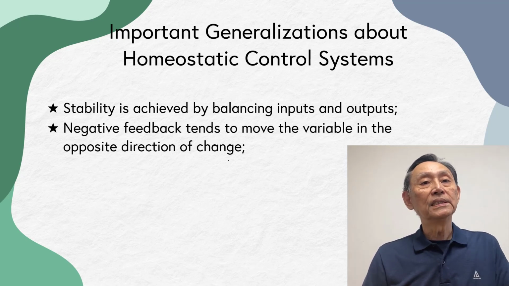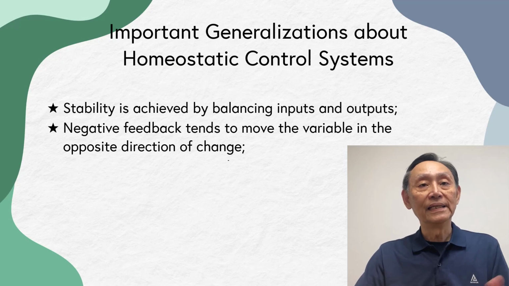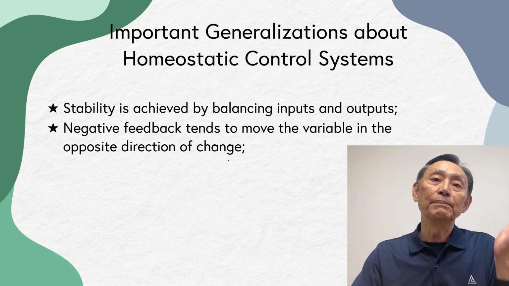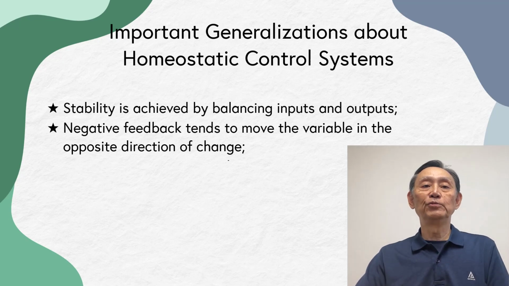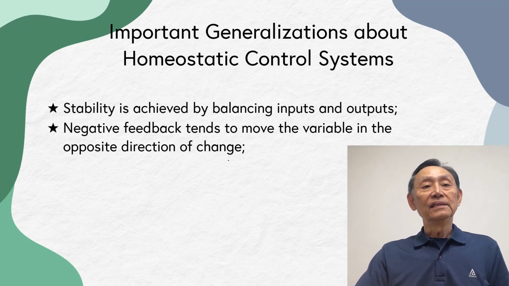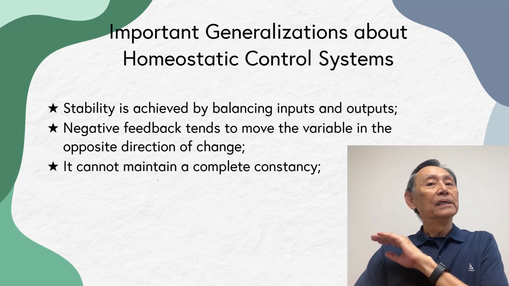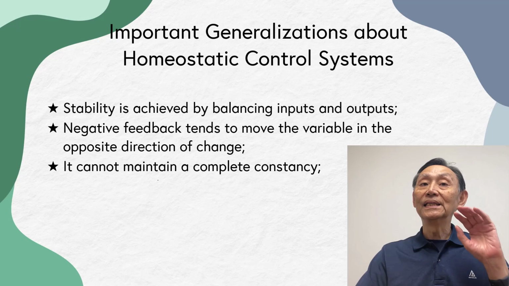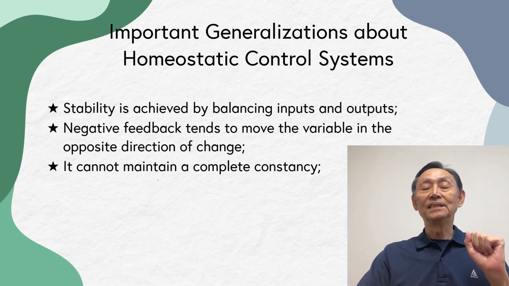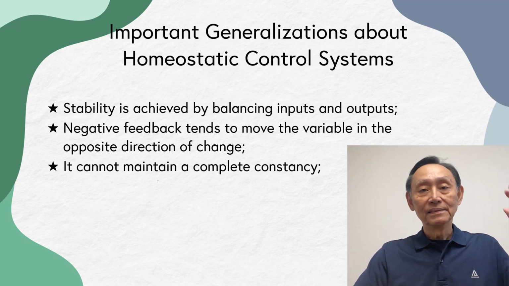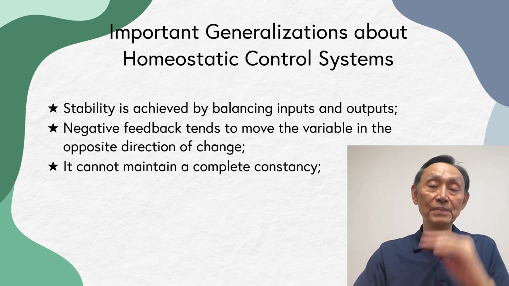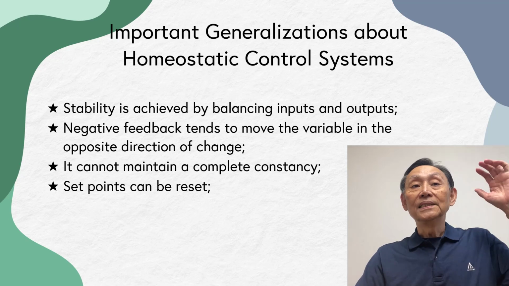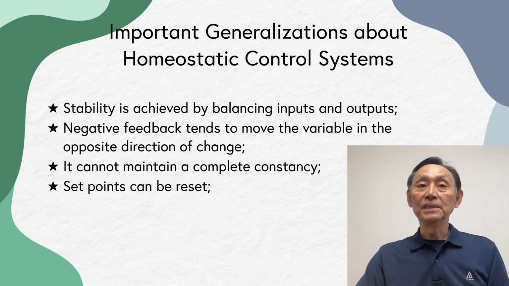And this control system usually uses negative feedback, and negative feedback tends to move the variable in the opposite direction of change. And the third thing is, even though the homeostatic control system is very efficient, it cannot maintain a complete constancy. We call it dynamic constancy. That means up and down a little bit. And even more, the set points sometimes can be reset.